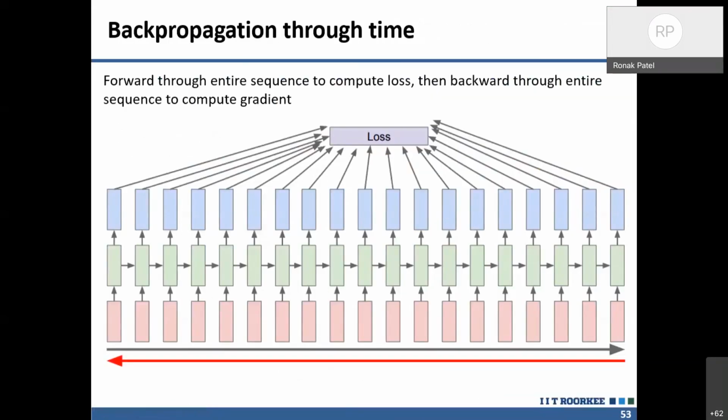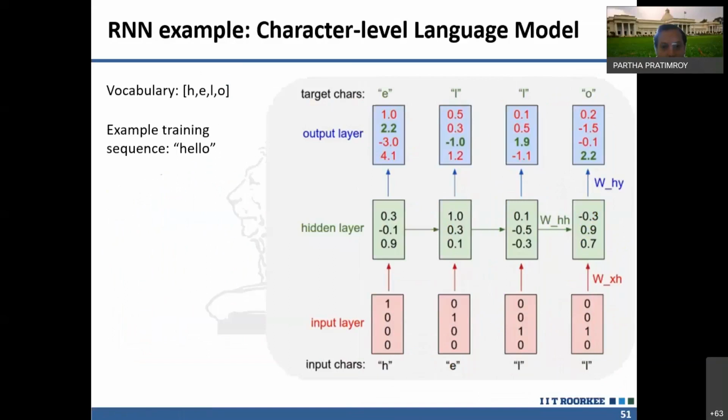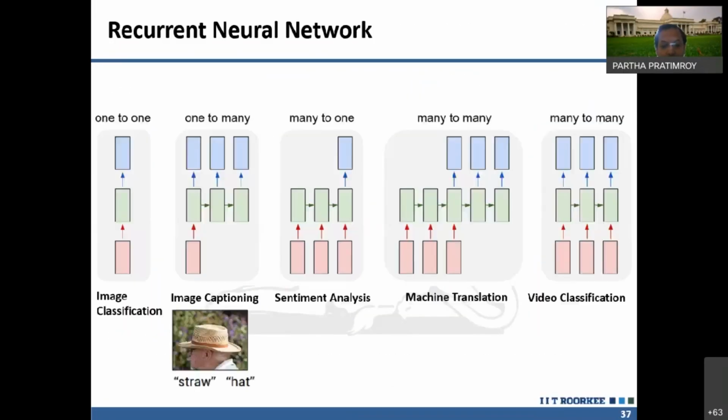Let me repeat this slide. So RNN, you have this simple multi-layer perceptron neural network. For example, you give an image and do some classification like your CNN. With RNN, you can do one to many, one input and many outputs, many inputs and one output, many inputs and many outputs, and many to many.